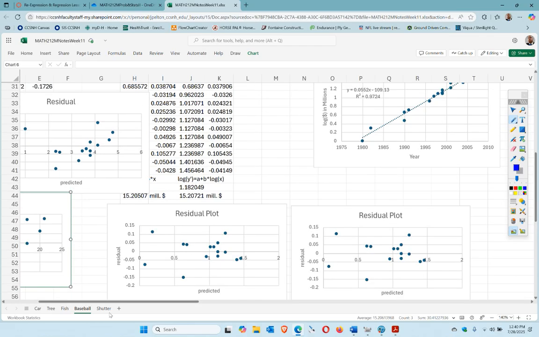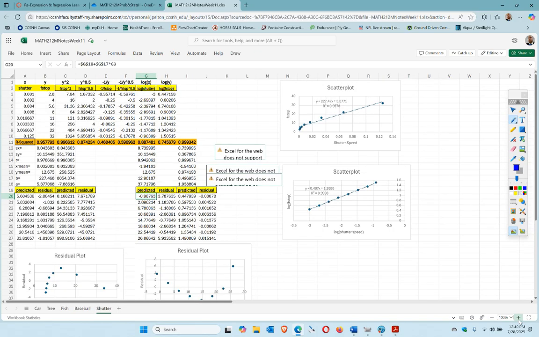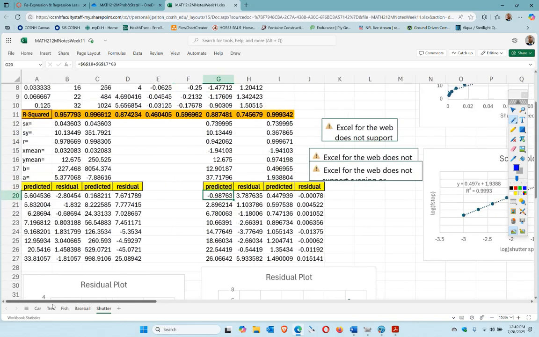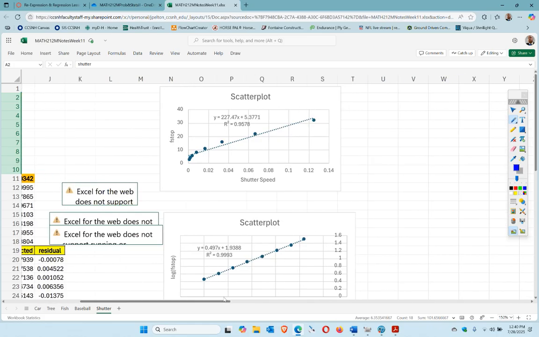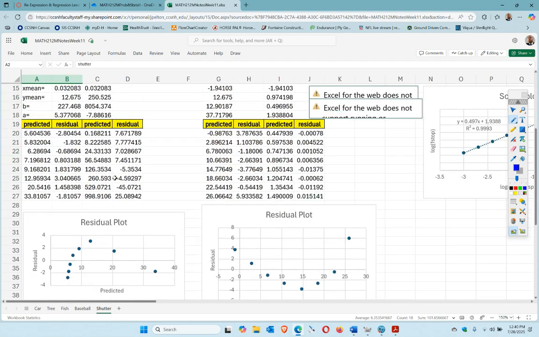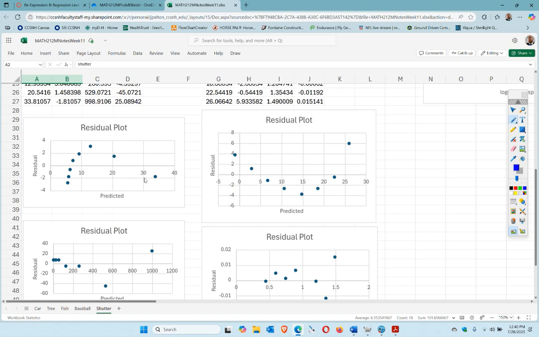Okay. All right, so let's look at a shutter one real quick. So the shutter one I made up. So you have the shutter and the f-stop on an old-fashioned camera, right? So you look at this one, you're like, that's pretty good linear, 95%, but there's kind of a curve in there, isn't there? So you're like, well, I should check the residuals. I check the residuals, you go, ooh, that's definitely a curve, right?